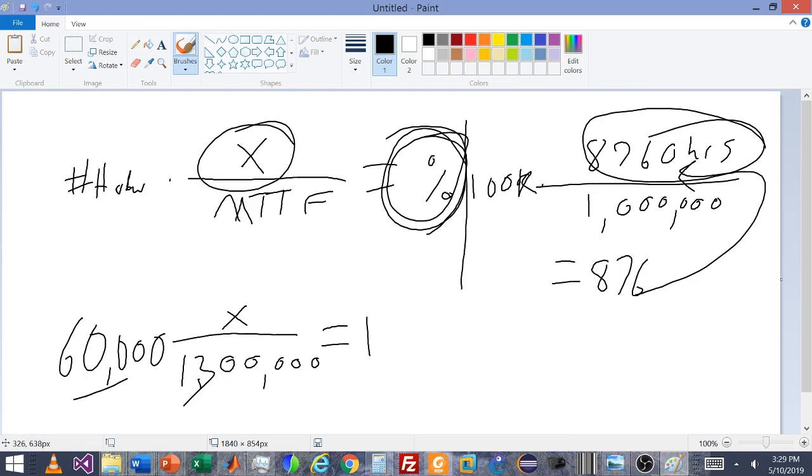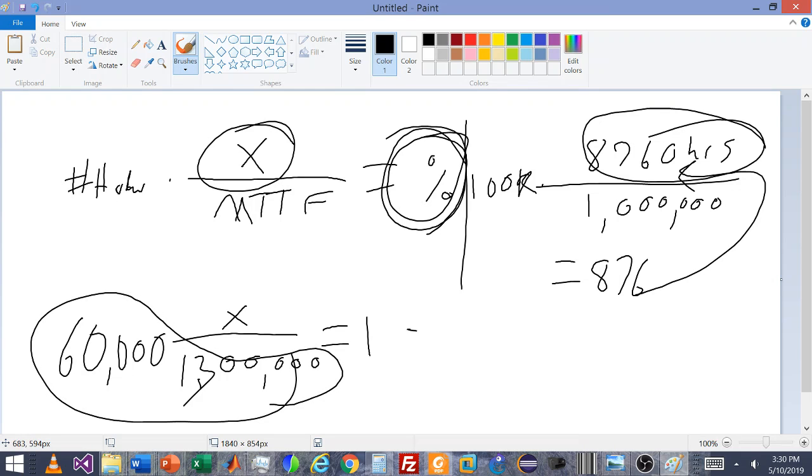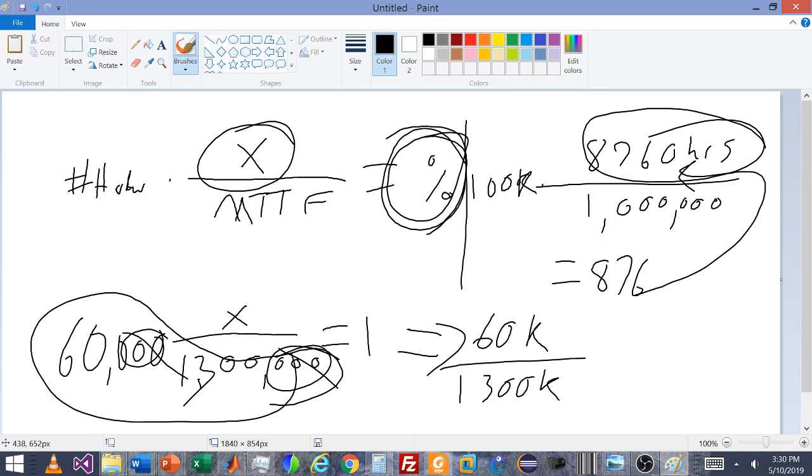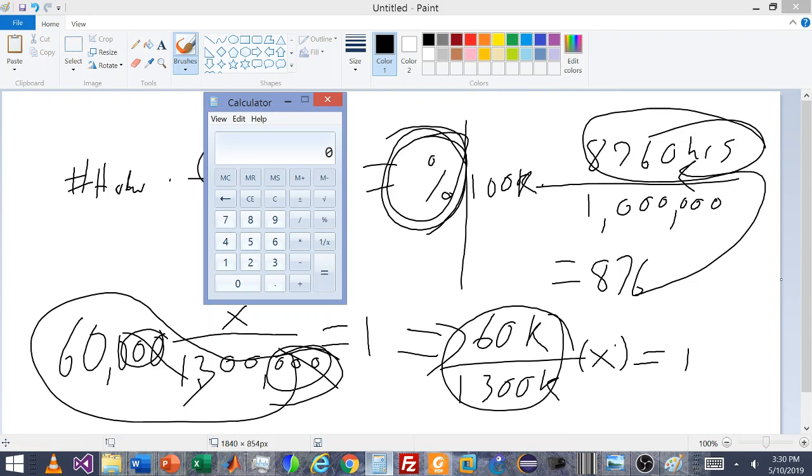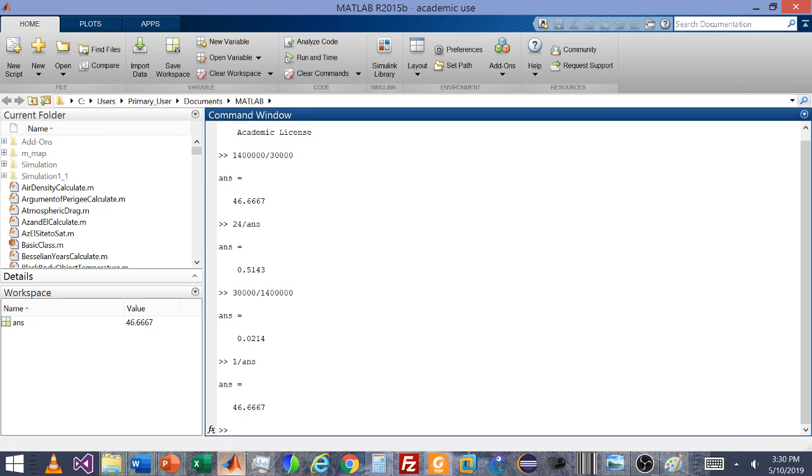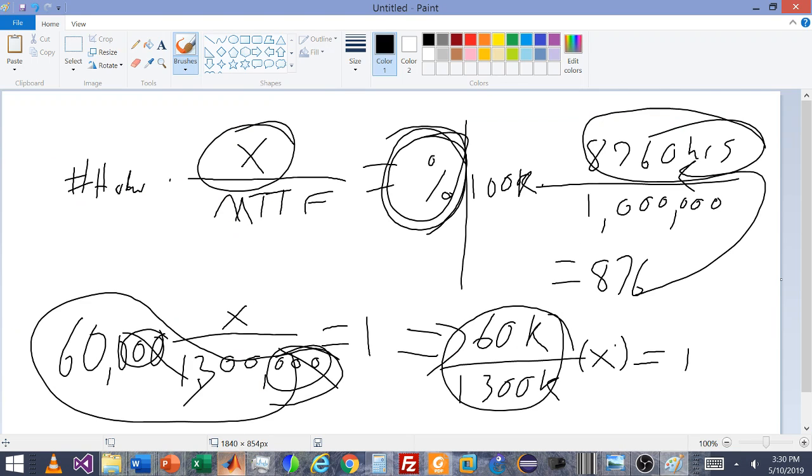Okay. Well, this just becomes a ratio right here, right? Because 60,000 times X over 1,300,000, you can just separate this out. So this is equivalent to 60K over 1,300K. I just dropped three zeros for each of these. That's all I did, right? Times X, okay, equals 1. And now I could just divide that, right? So again, highly technical means here. Maybe I'll use MATLAB just to be sure. So 60,000 divided by 1,300,000 equals 0.0462. What the heck does that mean, right? Well, that's our ratio, okay?